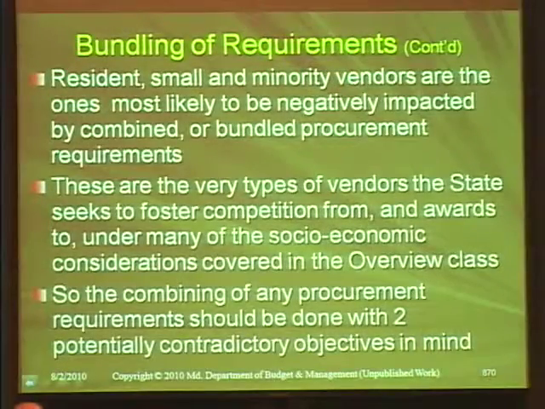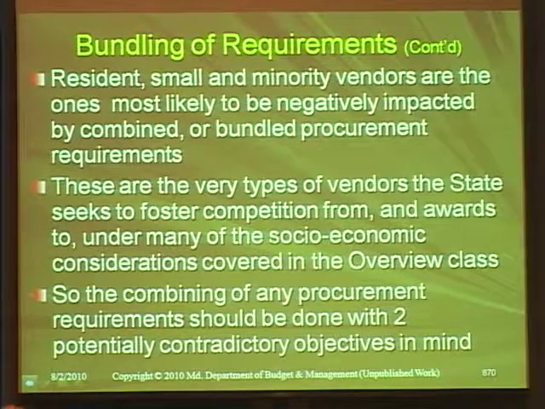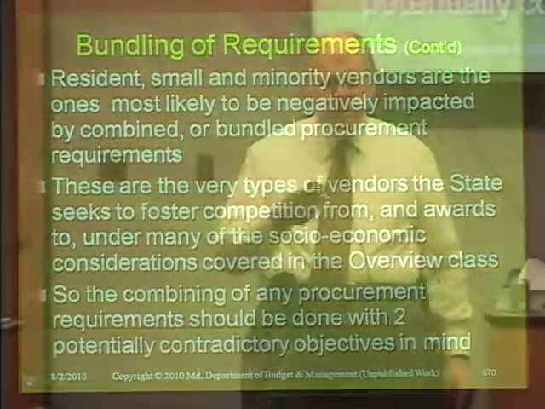Resident small minority vendors are the ones most likely to be negatively impacted by combining or bundling procurement requirements. These are the very type, as we said before, the state is trying to foster competition from and has socioeconomic considerations to help. So the combining of any procurement requirement should be done with two potentially contradictory objectives in mind. So you have two things you need to consider, and these are at odds with each other.